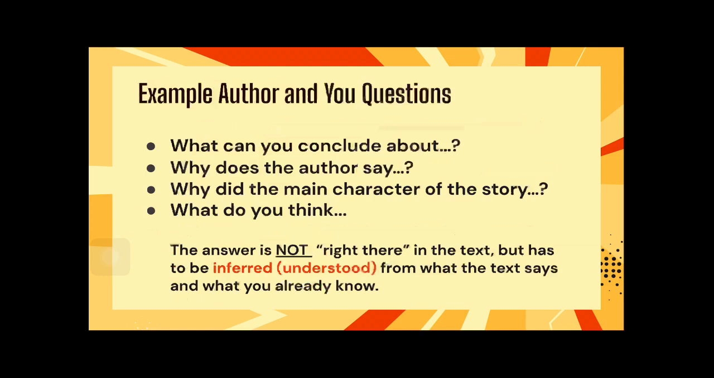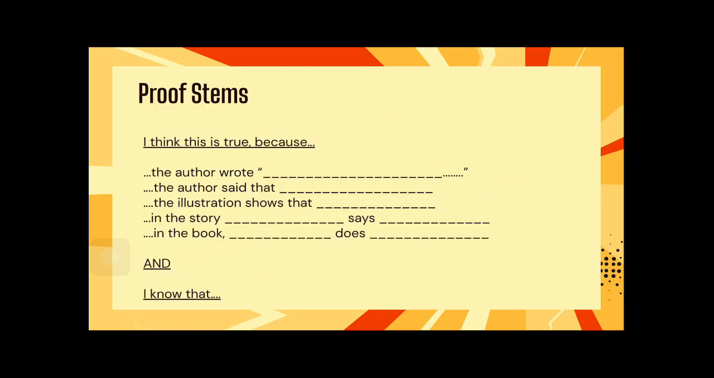Or why did the main character of the story do X? Why questions are often author and you questions. Basically, anytime the answer isn't right there, if you can't look through the text and say, that's when that happened, or this is how that happened, if it's more of a why, or if the answer is not in the text, it's going to be an author and you question, most likely.